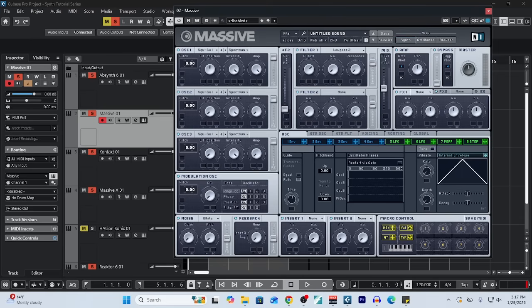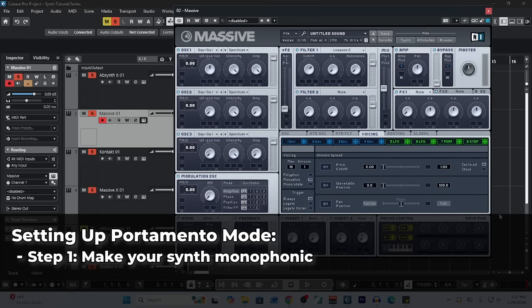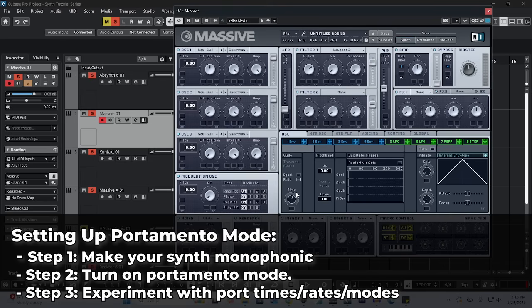Now, regardless of which type of mode you're working with, because not all synths will let you choose, the steps to setting up Portamento mode in your synth of choice tends to be pretty standard. Step number 1, make sure your synth is set to monophonic mode, which we learned in video 5 of the series. Some synths are capable of using Portamento mode and polyphonic mode at the same time, but it's not very common. So generally speaking, you'll probably just use this for monophonic synths. But once your synth is set to monophonic, step number 2 is to turn Portamento mode on and start experimenting with port times and rates, and if available, modes until you have the sound you want.